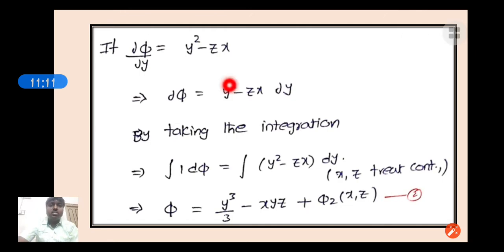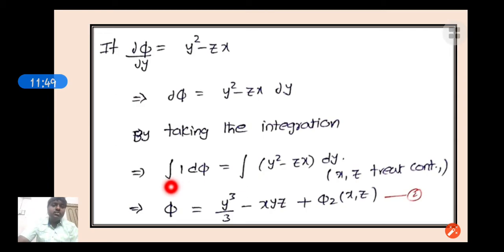In the same way, I go through the second equation, dou phi by dou y is equal to y square minus zx. Here also I can take the cross multiplication, dou phi is equal to y square minus zx dou y. Now I am taking the integration on both sides. Integral 1 d phi is equal to integration of y square minus zx dy. Here also y is the independent variable, the remaining two variables treated as constants. So z and x treated as constants, the remaining only y is the variable.